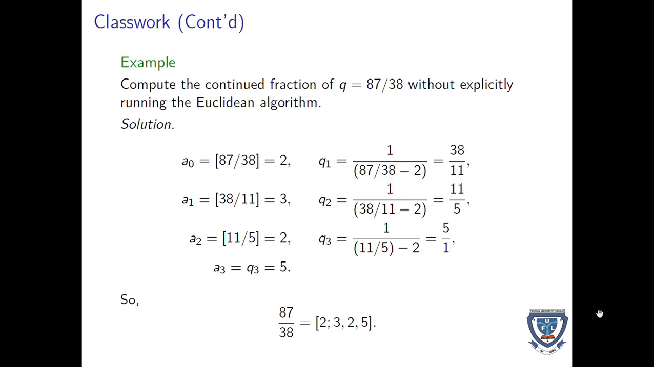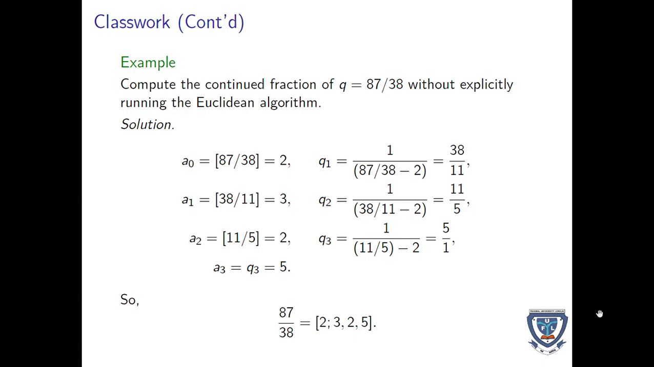Let's look at this example. Compute the continued fraction of q equal to 87 over 38 without explicitly running the Euclidean algorithm. Solution: a0 will be 2, a1 will be 3, a2 will be 2, and a3 will be 5. q1 will be 38 over 11, q2 will be 11 over 5, and q3 will be 5 over 1.